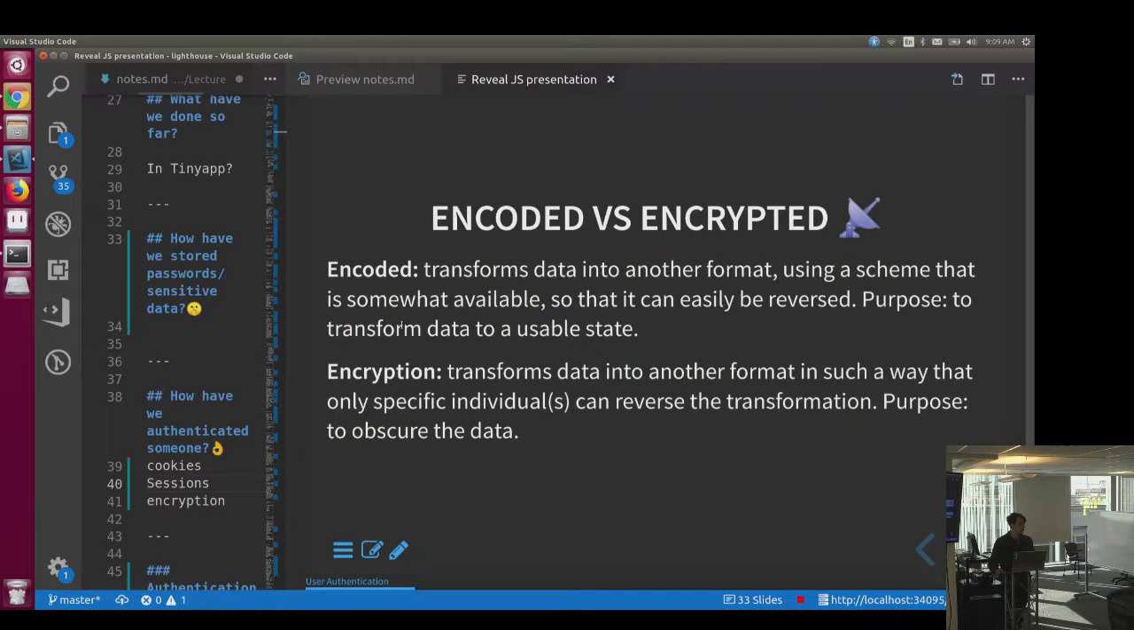Does that kind of clarify the difference between those two? The other thing is, you can have a bad encryption, and we'll look at that in a bit. So the main difference we're going to focus on right now is purpose. If my purpose is to hide the data from other people, we're going to call it an encryption. If my purpose is to make the data more usable, we're going to call it encoded.